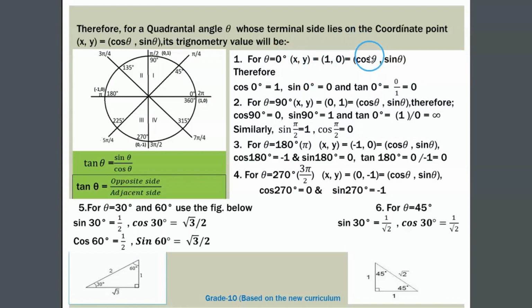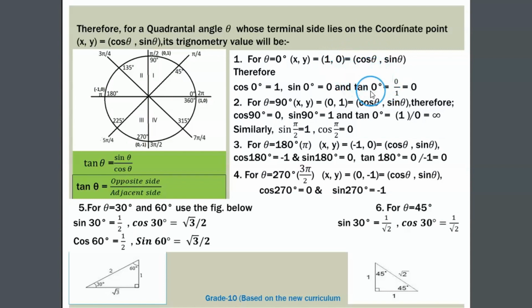And x is equal to cos theta, and y is equal to sin theta. Therefore, cosine of 0 degrees is the x coordinate value, which is 1. The y value equals sin theta, so sin of 0 degrees is 0. Substituting the theta value, cosine of 0 degrees is 1 and sin of 0 degrees is 0. What about tan?